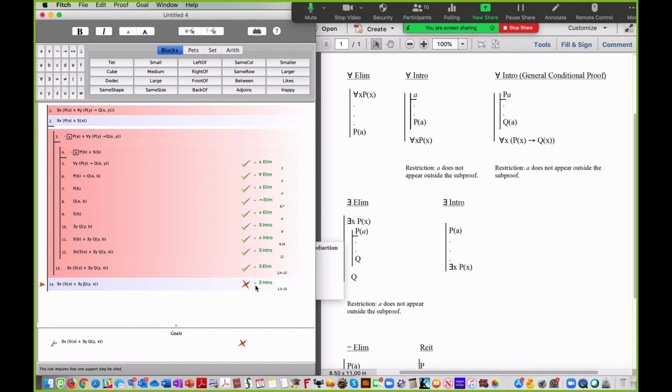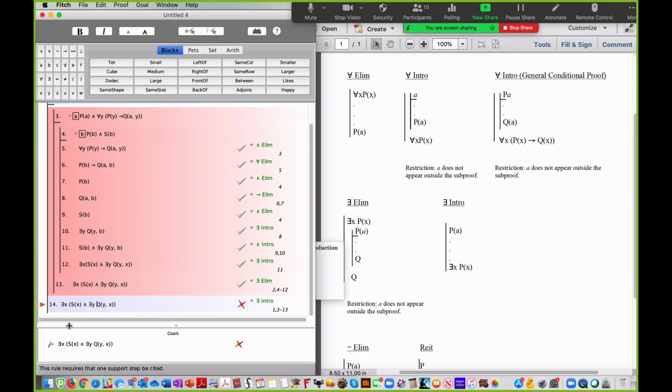Oh, hi everybody. So I'm looking at the very bottom of the Fitch window, and it says, sorry, let me make the font bigger. And it says this rule requires one support step be cited. And my thinking is, that's not true. Existential elim doesn't require one support step be cited. And then I finally go to look at what I actually chose. And I chose accidentally existential intro instead of elim.